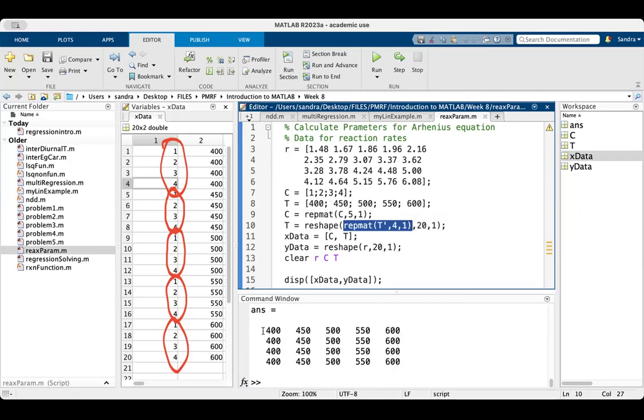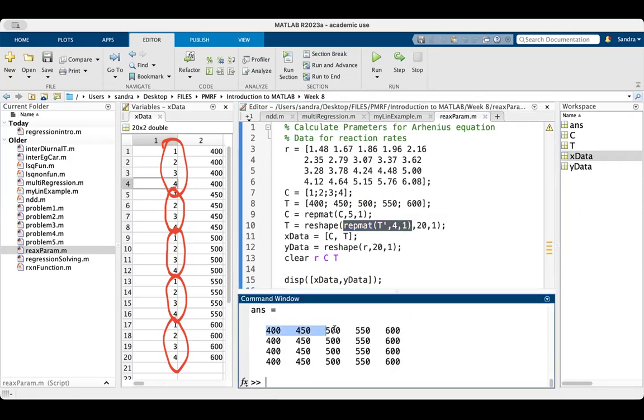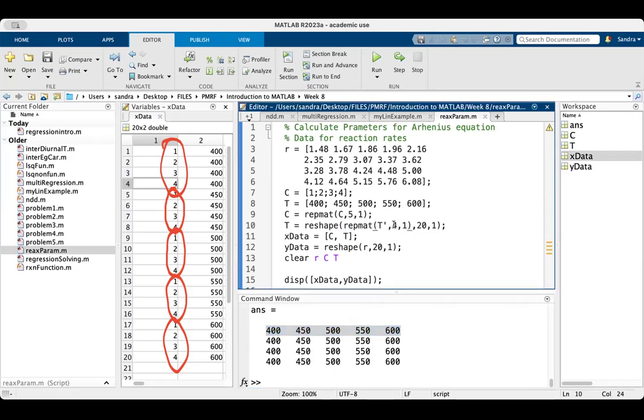See, it became like this, 400, 450. I'm repeating it 4 times with respect to the row, 1 time with respect to the column. So this was repeated like this. Now reshape is for reshaping. If you have a matrix, it will be reshaped. You give the dimensions, it will have 20 rows, 1 column. That's how this reshape works.